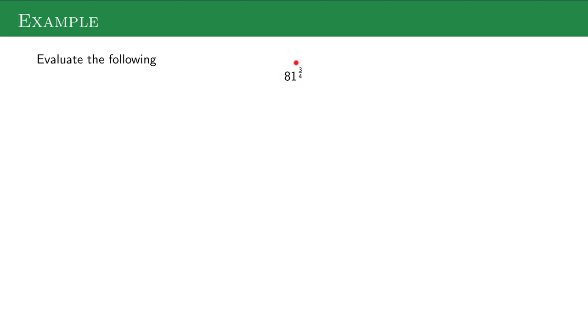Right, 81 to the 3/4. Again, I want to separate out these two different parts of my exponent. One's a whole number, 3. One's the fraction part, 4. I'm going to separate them out. 81 to the 1/4 is the 4th root of 81. I'm looking for something that I multiply by itself 4 times to get 81, and that happens to be 3. So this is 3, because 3 times 3 times 3 times 3 is 81. And then 3 cubed, 3 copies of 3, is 27.